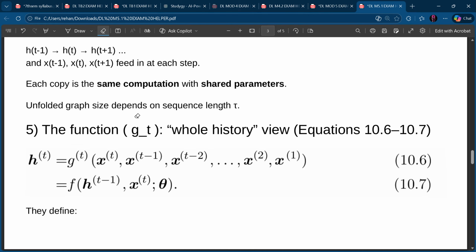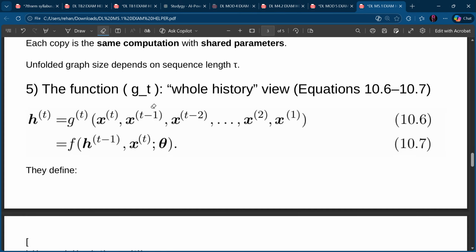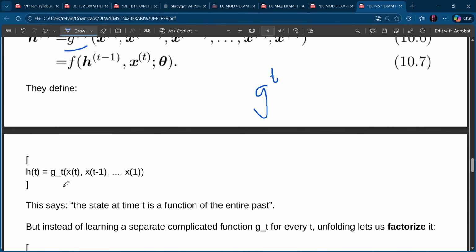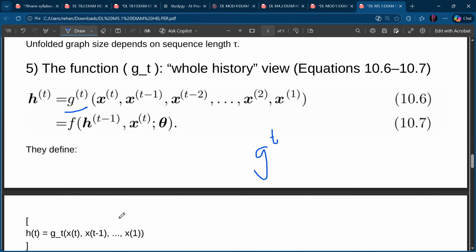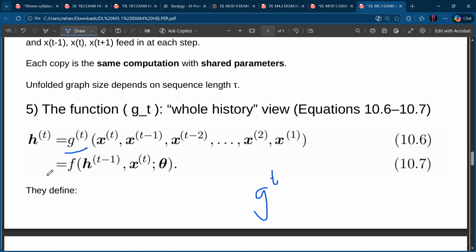Now we are using unfolded graphs that depend on the sequence, so the function g of t. I have put the diagram also. I have placed the equation itself, because sometimes writing it out like this may confuse you, so I have pasted it.